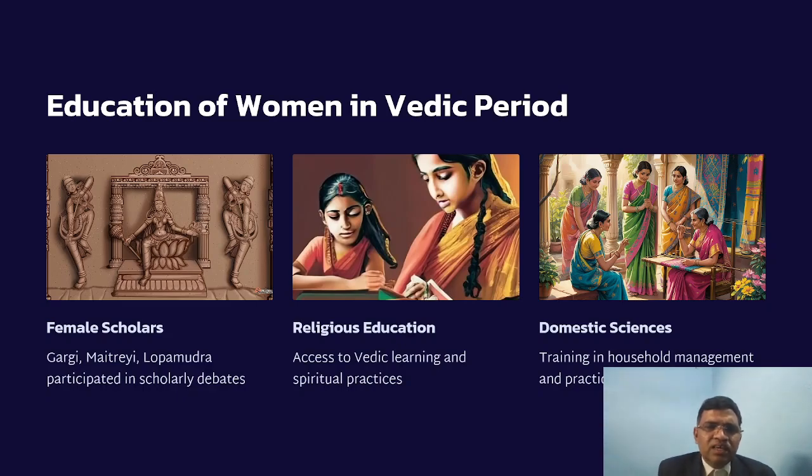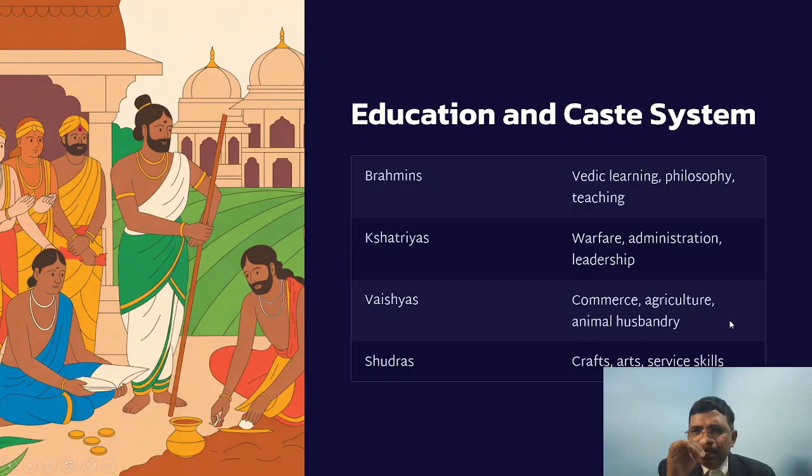So we can see in this particular picture what is there. Then education and the caste system. So the society is divided into 4 categories.